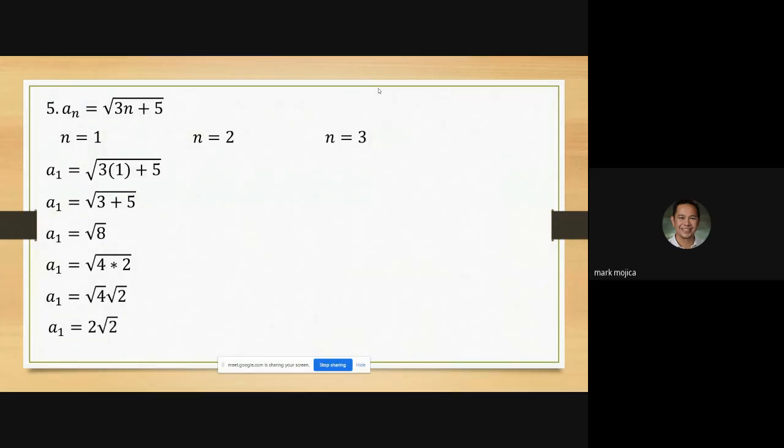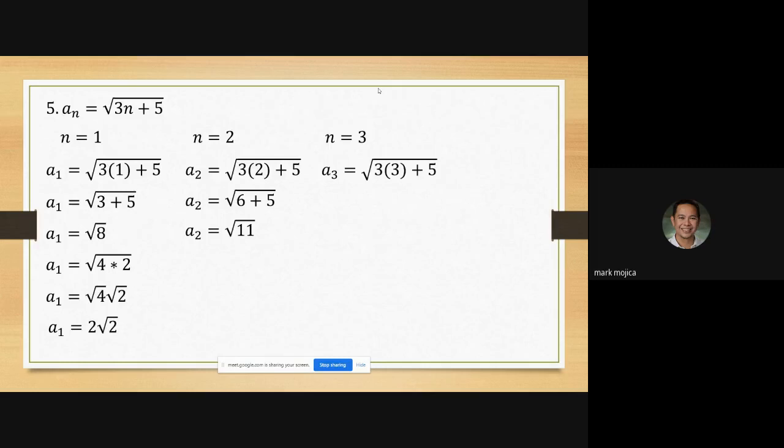The same goes for the second term. Okay, second term, the square root of 3 times 2 plus 5. So square root of 6 plus 5, square root of 11. Notice that it has no perfect square, so leave it as is. So your answer now is square root of 11. The same also with the third term. 3 times 3 is 9, so 9 plus 5 is 14. So square root of 14, I guess it has no perfect square, so that is the correct answer. You do the rest up to the seventh term, and I hope you check the correct answers in this video.